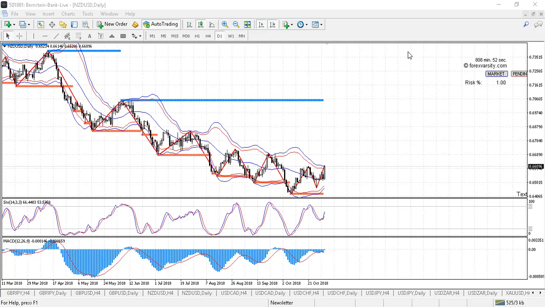Just wanted to do a little bit of a market overview really, just so you guys can see how I think when I'm trading, and hopefully it will help some of you. So I'm just looking here at the New Zealand dollar, US dollar on the daily charts.